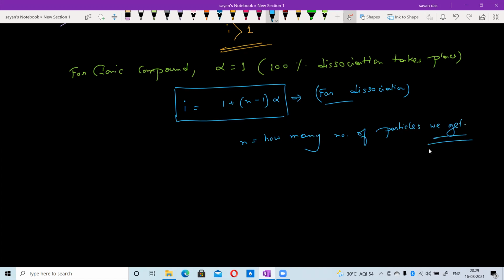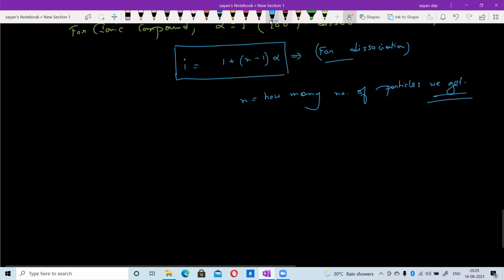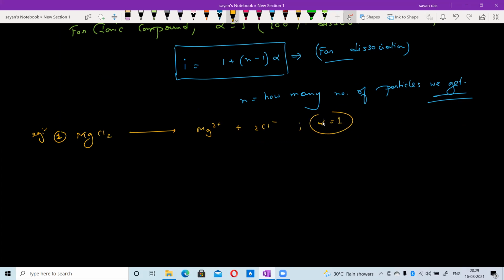Okay. Now, suppose you take the example of MgCl2. After dissociation, it becomes Mg2+ and 2Cl-. So what will the alpha value be? It is always taken as 1, because we are considering 100% dissociation, since this is an ionic compound. An ionic compound in solution phase mostly undergoes 100% dissociation. If nothing is given for an ionic compound, alpha is always taken as 1.